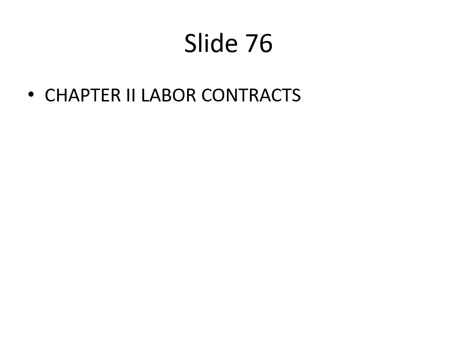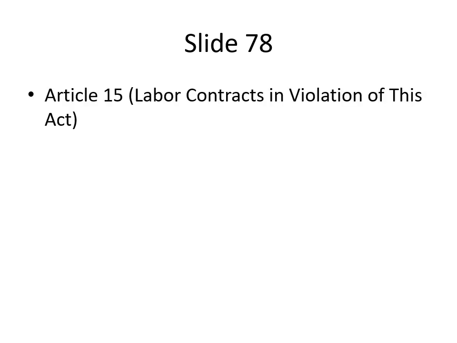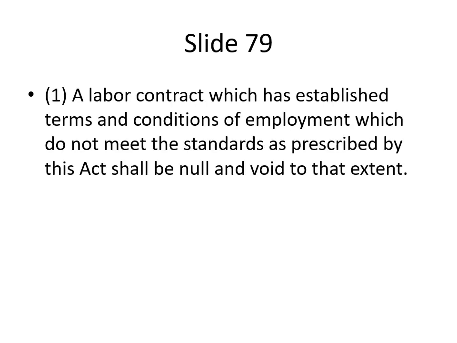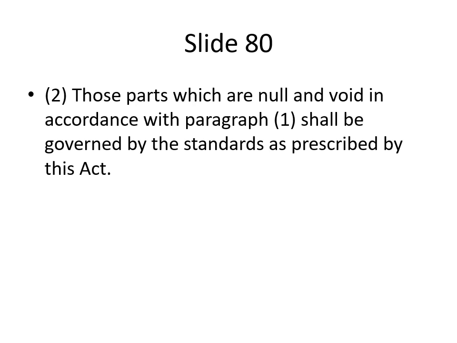Chapter 2. Labor Contracts. Article 15. Labor Contracts in violation of this Act. 1. A labor contract which has established terms and conditions of employment which do not meet the standards as prescribed by this Act shall be null and void to that extent. 2. Those parts which are null and void in accordance with paragraph 1 shall be governed by the standards as prescribed by this Act.